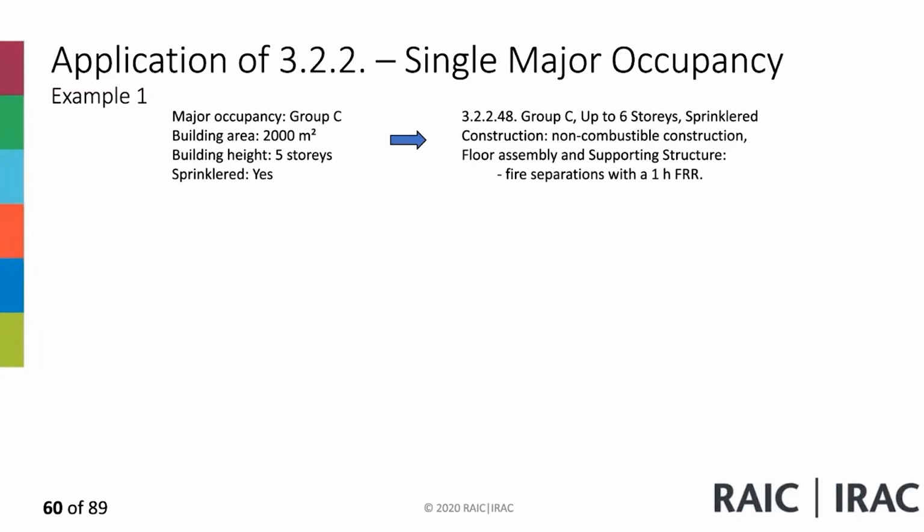And what 3.2.2.48 tells me is that the building is non-combustible construction. So I have to build it of non-combustible construction, which is a safer type of construction. Okay, thank you.